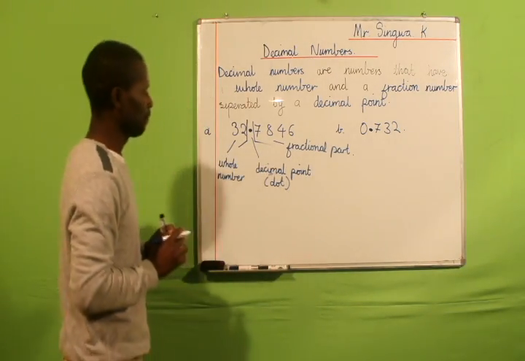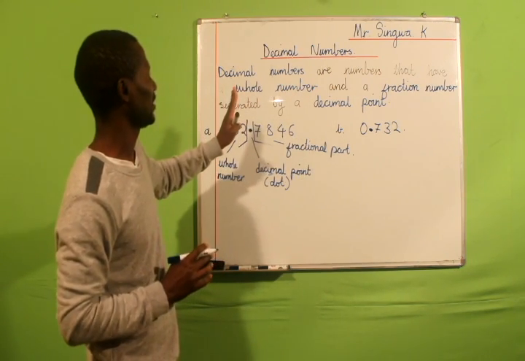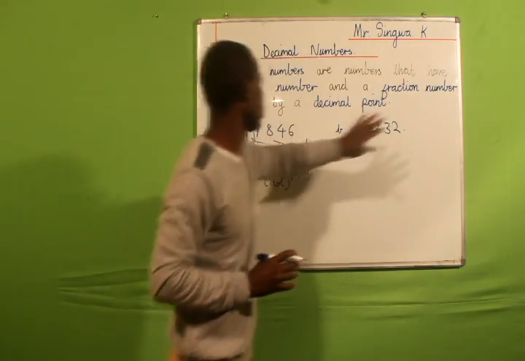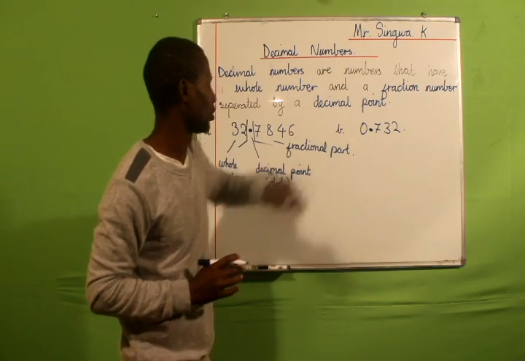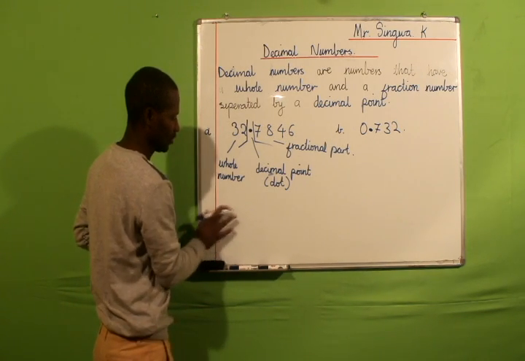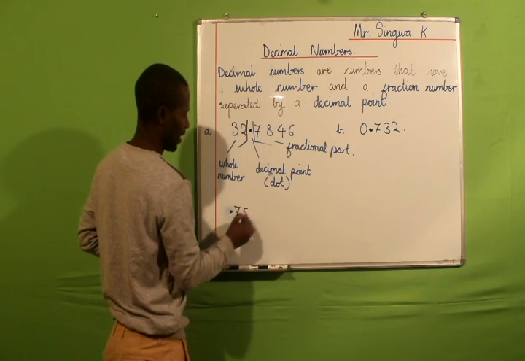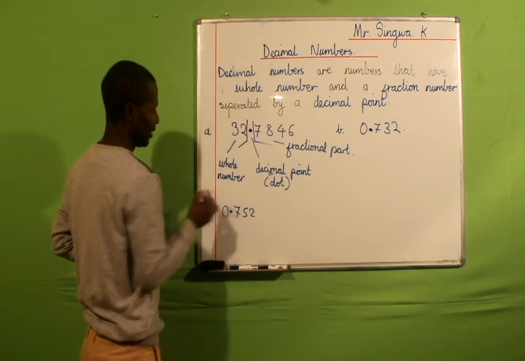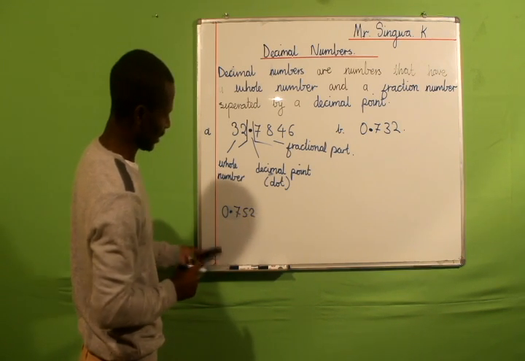Now, these numbers are called decimal numbers. Now, apart from looking at these three, because obviously I was explaining the whole number, the fraction, how it looks, and also the decimal point. You can't write anything like 0.752 and then you call it decimal. Please remember, this is also a significant number in this regard.